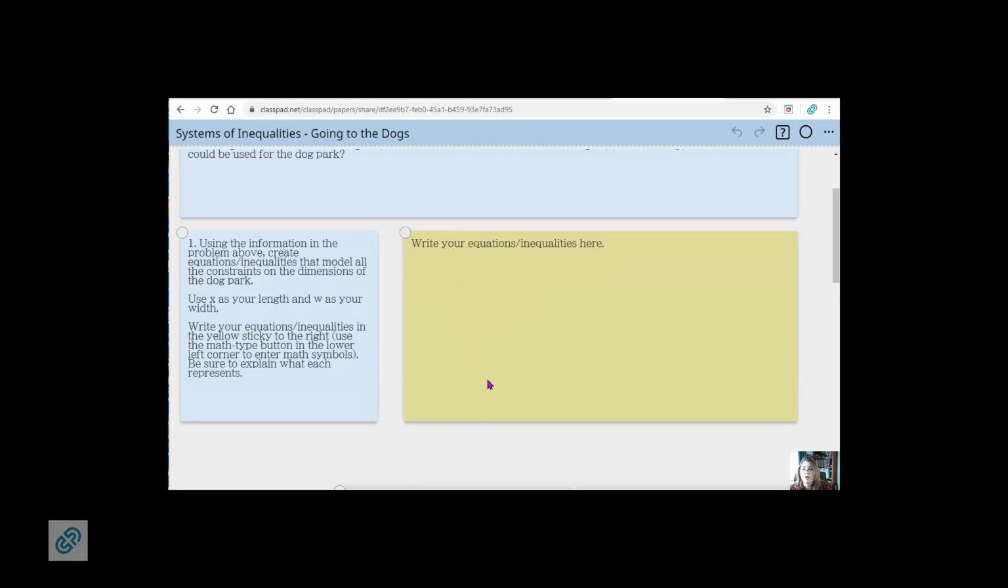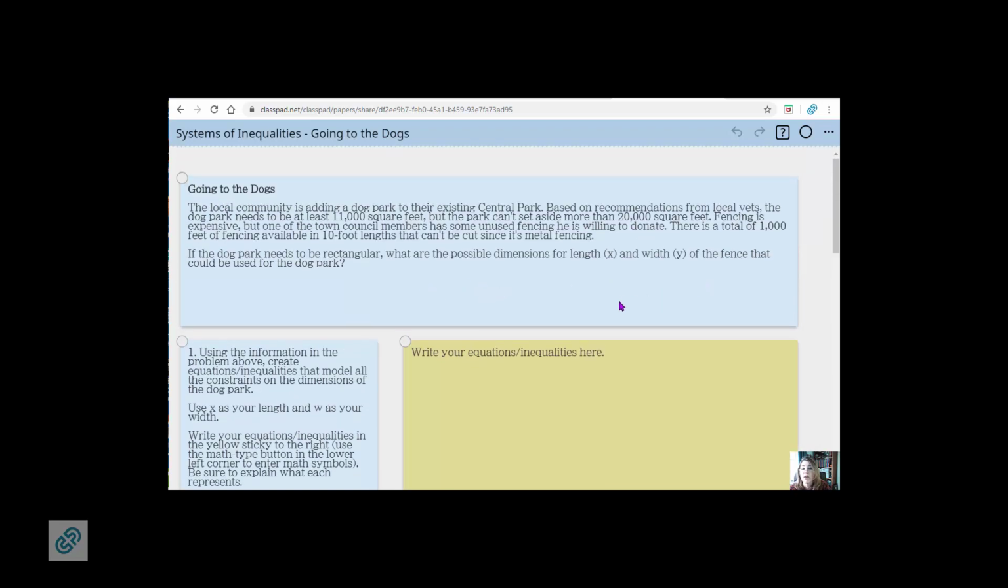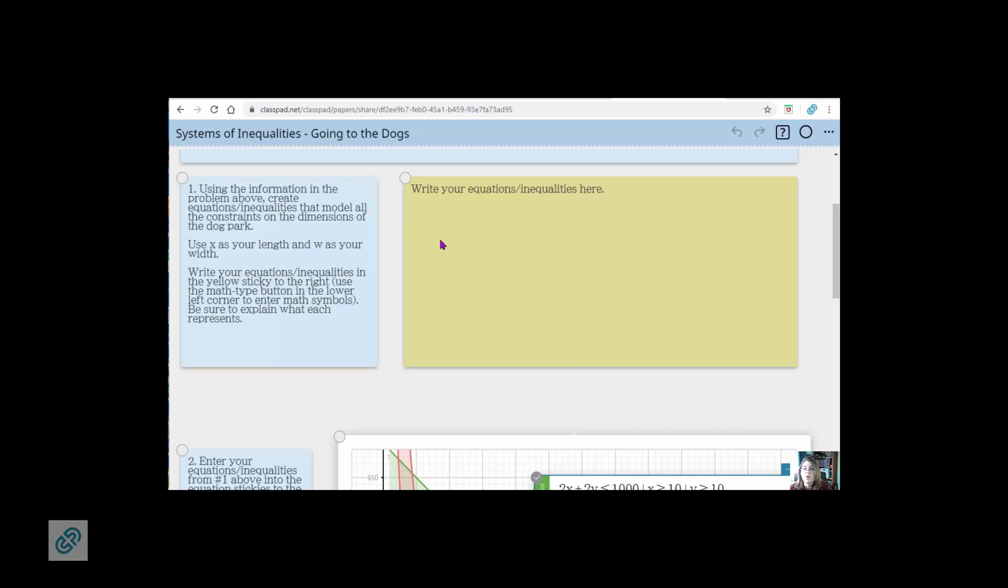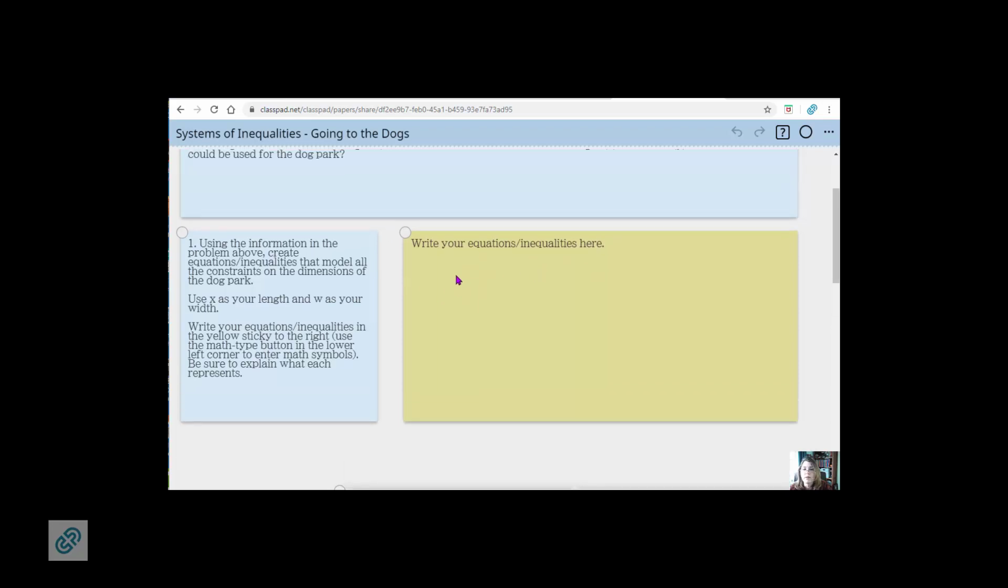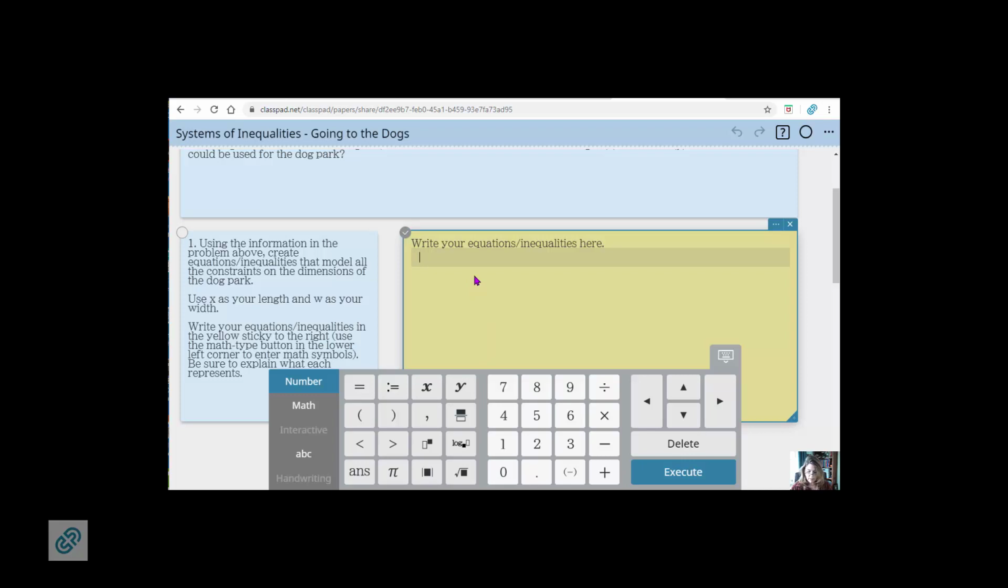I'm going to go right into the graphing, because the idea is, what are the possible dimensions that they could build this dog fence that would satisfy all these conditions. So they write this down. And one thing I did want to point out is x times y, which is our area. So that means technically we have an exponential equation.